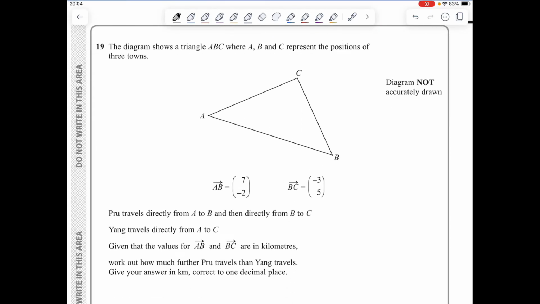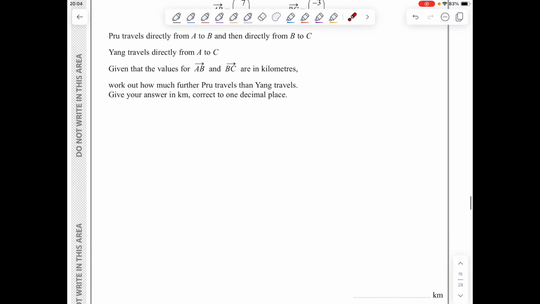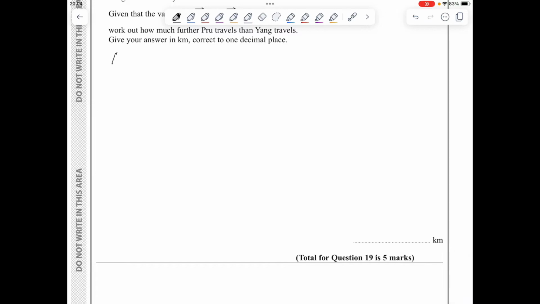For question 19, we'll need to find the distance AB added to BC, and then find the distance AC and subtract to find the difference. So the route is the one that goes from A to B and then from B to C. So I'll find the magnitude of the two vectors AB and BC and add those two together. To find the magnitude or modulus, you just use Pythagoras' theorem with the two components. So for AB, I have 7 squared plus minus 2 squared, and then take the square root.